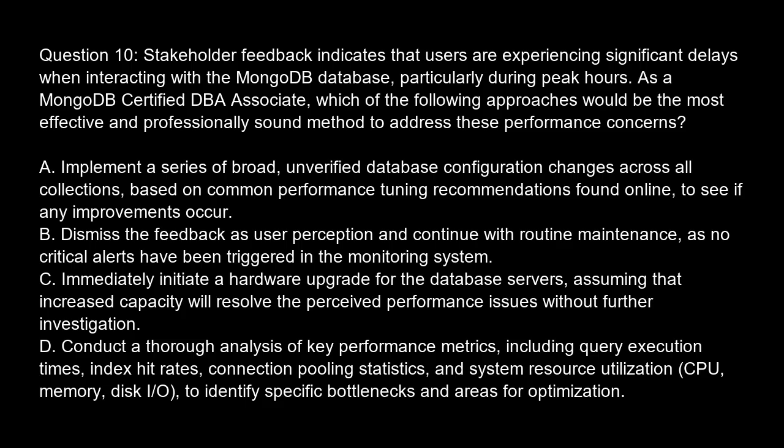Option B. Dismiss the feedback as user perception and continue with routine maintenance, as no critical alerts have been triggered in the monitoring system. Option C. Immediately initiate a hardware upgrade for the database servers, assuming that increased capacity will resolve the perceived performance issues without further investigation. Option D. Conduct a thorough analysis of key performance metrics, including query execution times, index hit rates, connection pooling statistics, and system resource utilization (CPU, memory, disk I/O), to identify specific bottlenecks and areas for optimization.